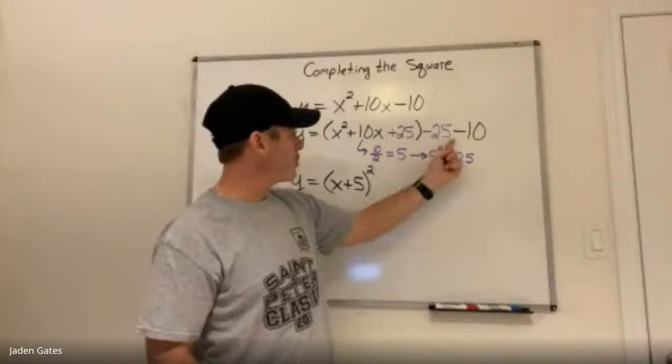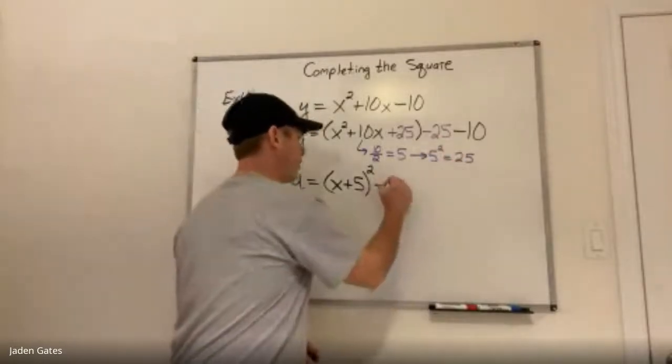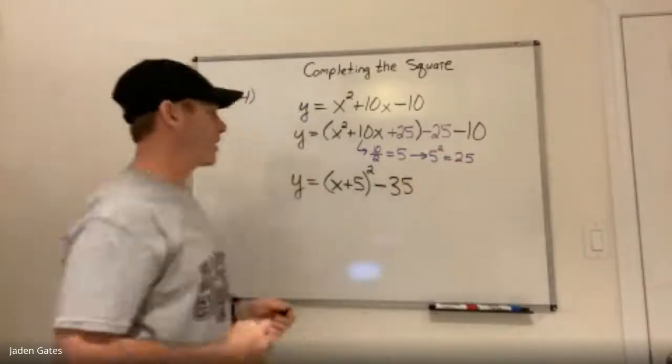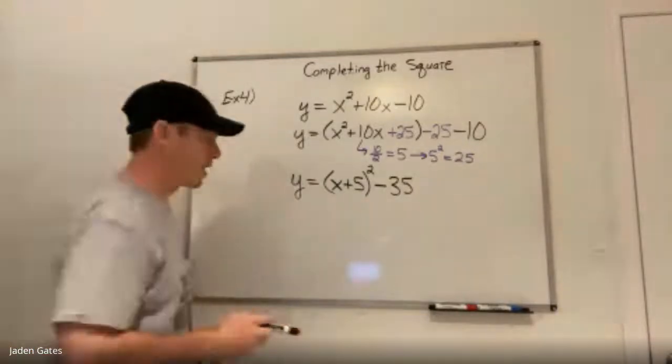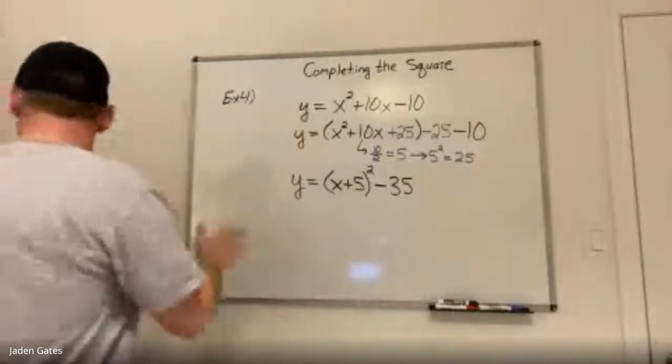So I got this minus 25 minus 10, which gives us a minus 35. And there we go. It is in vertex form. All right, now, time to step it up.